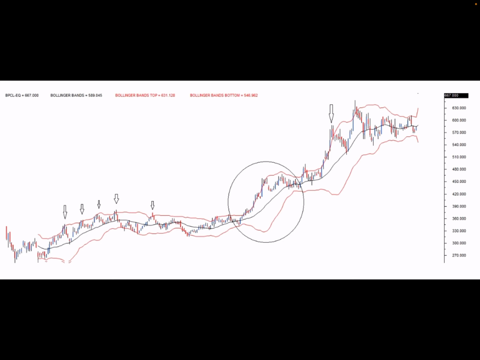I have highlighted using a down arrow all the signals BB generated. While most of the signals worked quite well, there was a phase when the price stuck to the upper band.